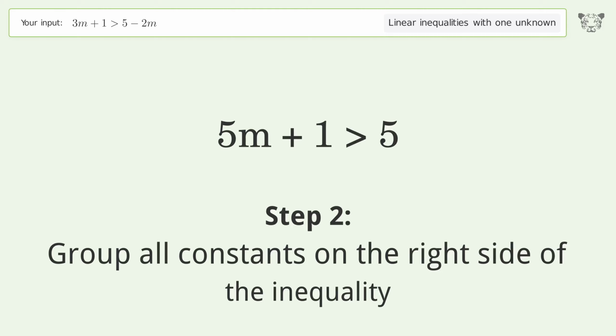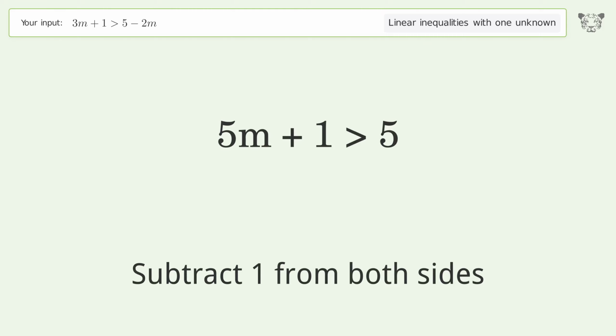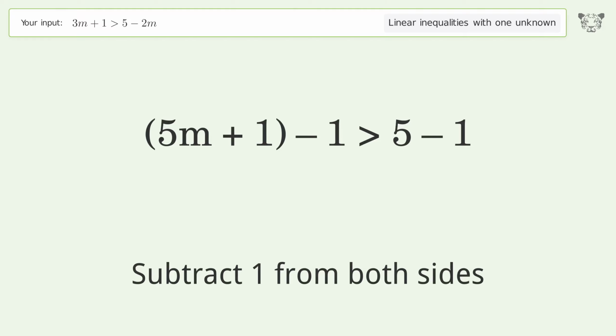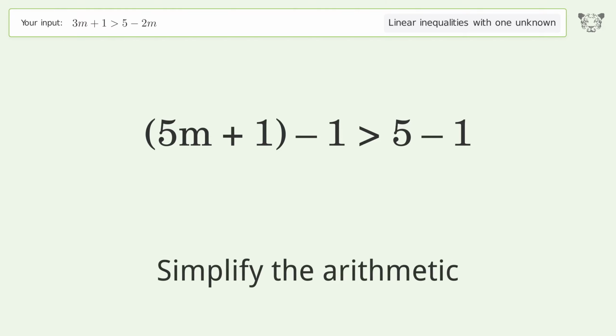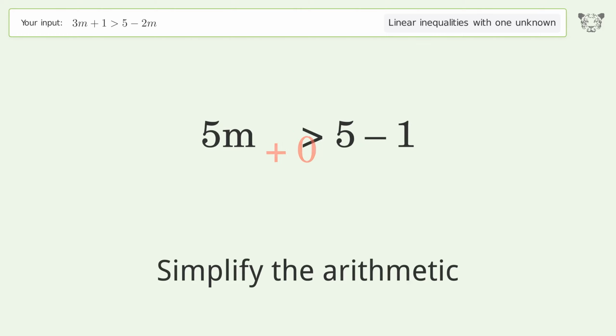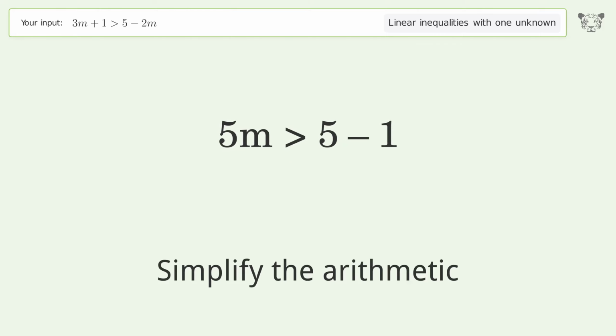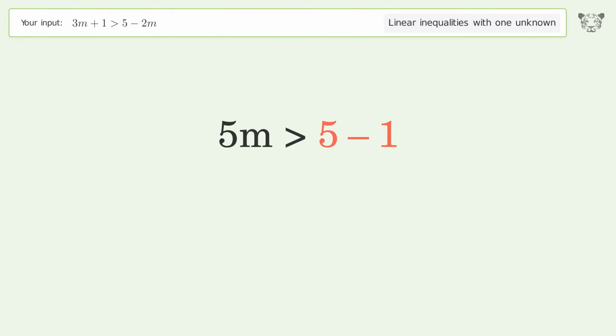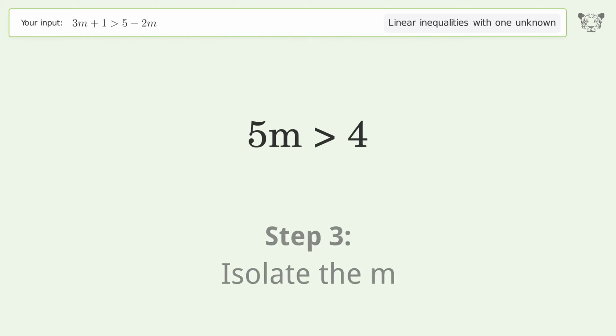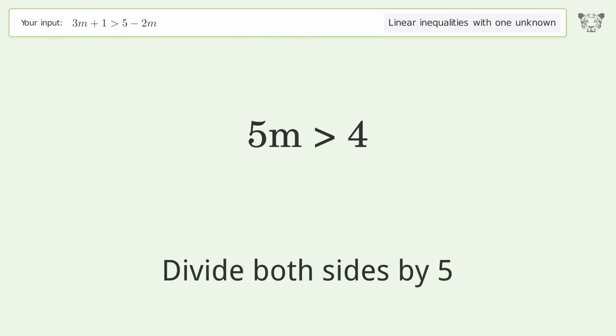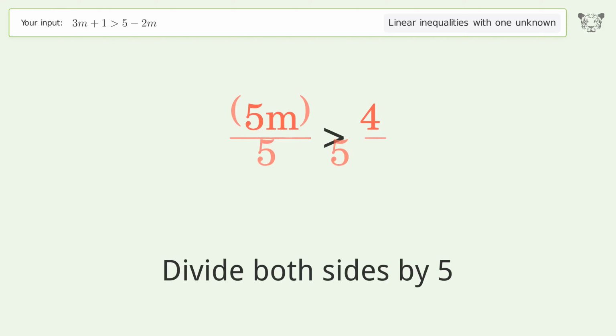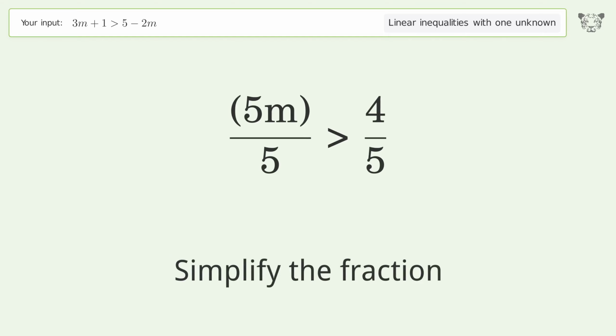Group all constants on the right side of the inequality. Subtract 1 from both sides. Simplify the arithmetic. Isolate the m. Divide both sides by 5. Simplify the fraction.